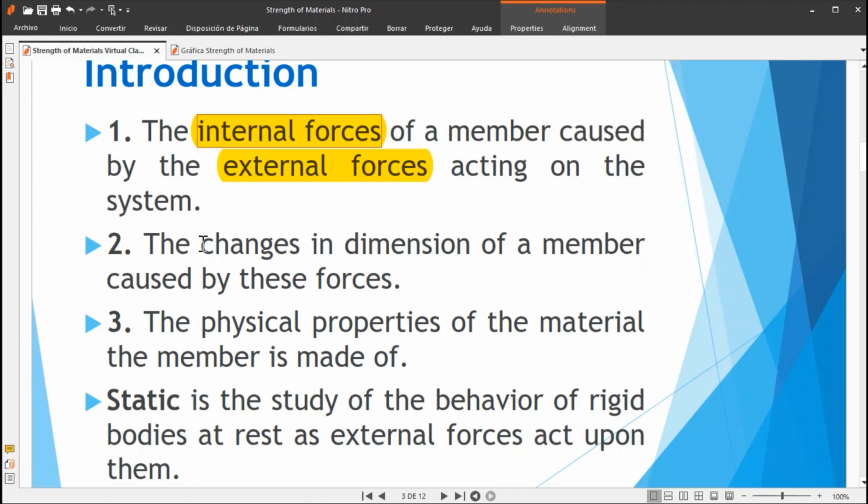Number two, the changes in dimension of a member caused by these forces. Changes in dimension means, for example, an extension of the length of something. Let's suppose that we have a rubber band. If you stretch the rubber band, the length of the rubber band is going to increase. This is a change in the dimension. This is another issue that is important in strength of materials, okay? So that's how the logic is going to work.